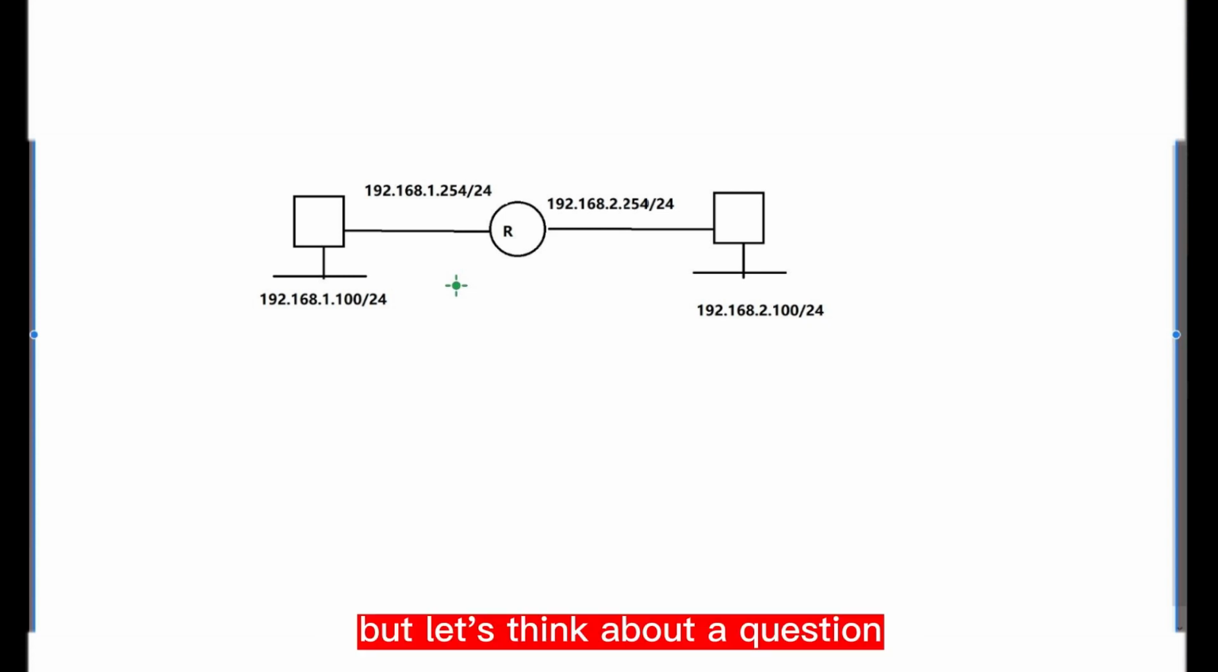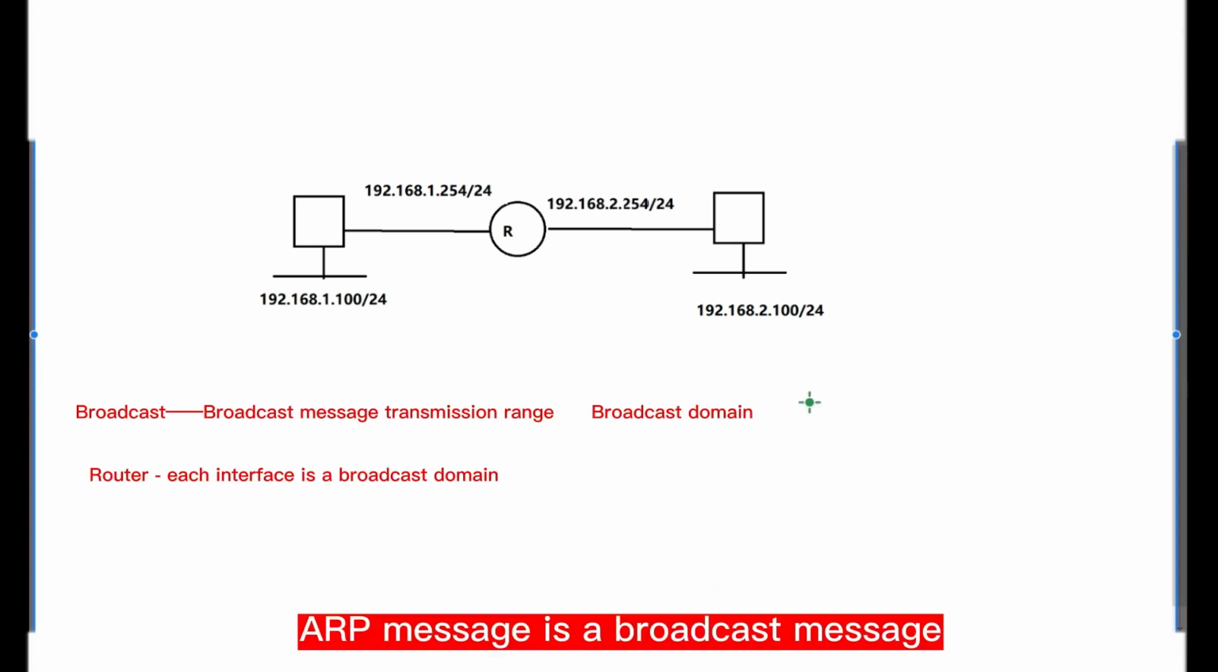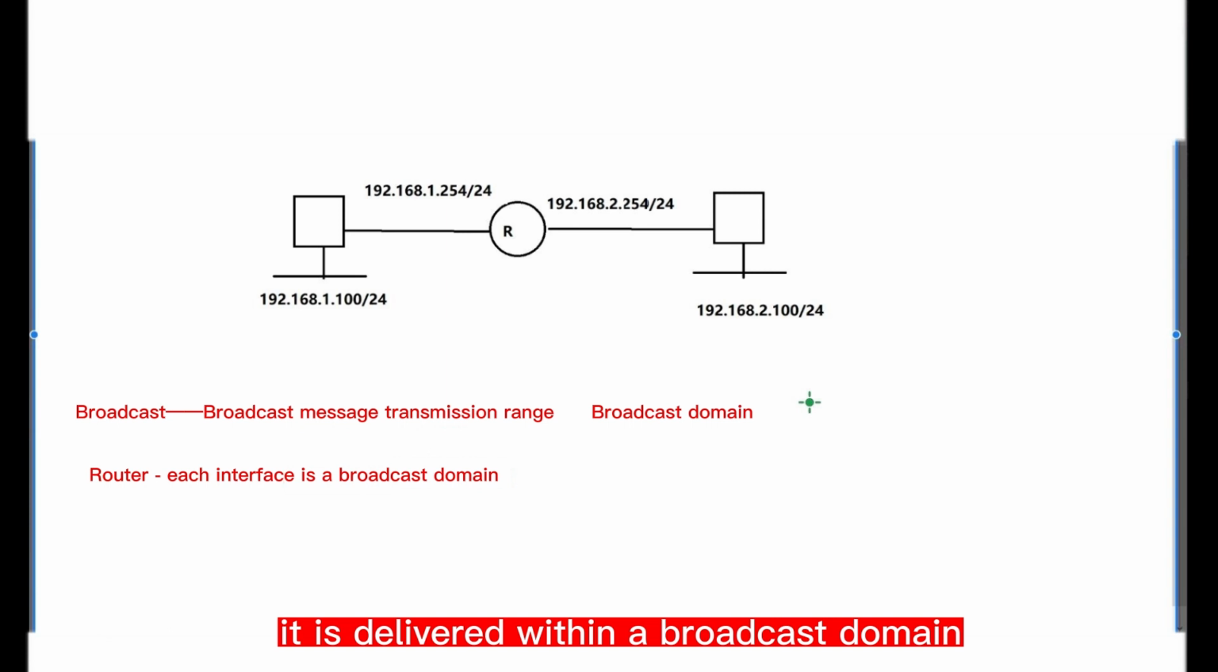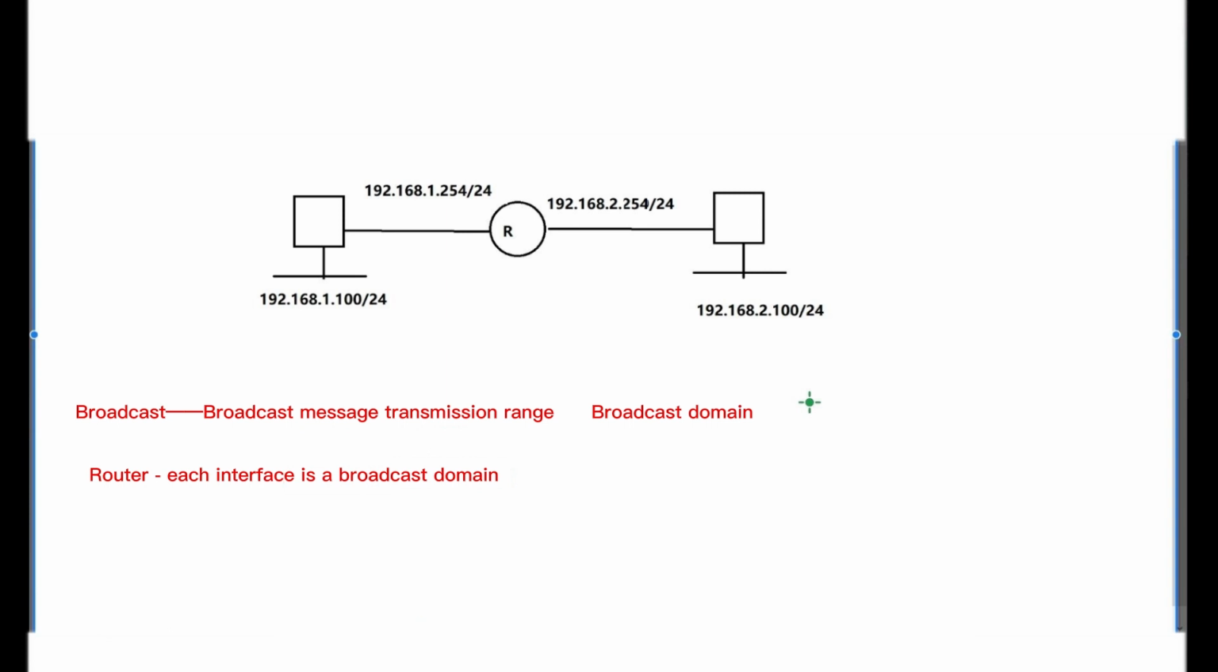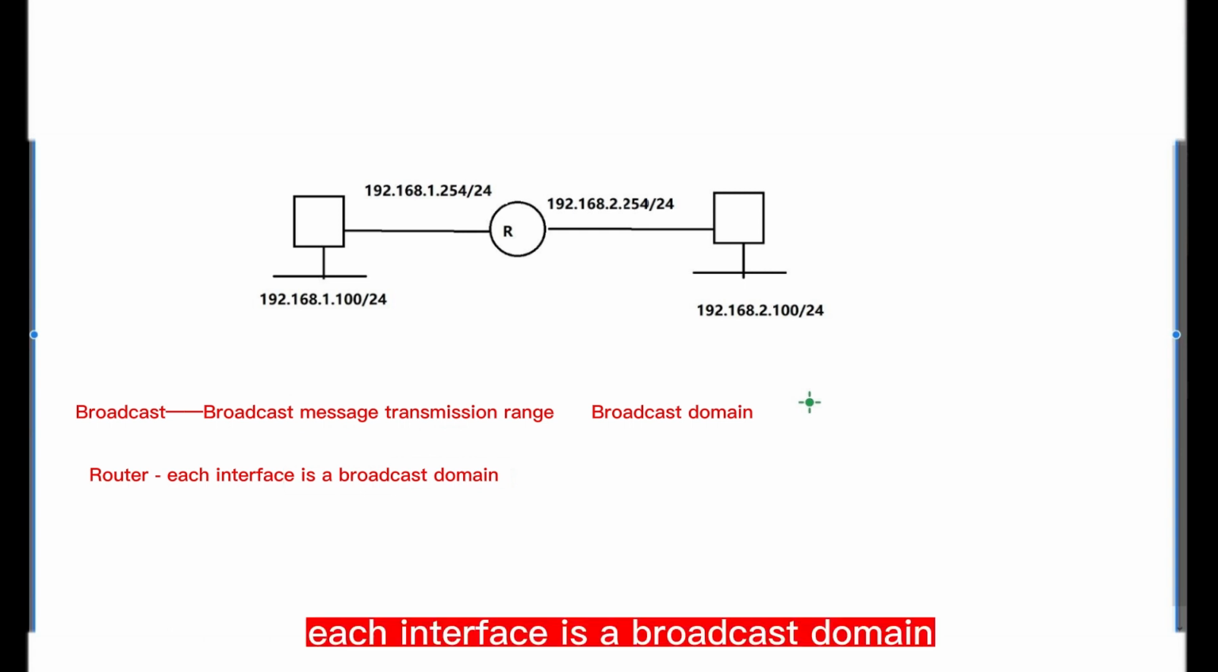But let's think about a question. What if it is across network segments? An ARP message is a broadcast message. It is delivered within a broadcast domain. The second-layer destination address is all F. But for routers, each interface is a broadcast domain.